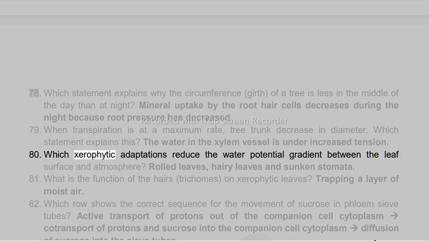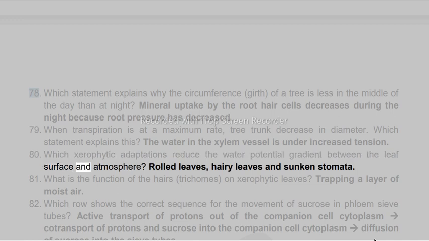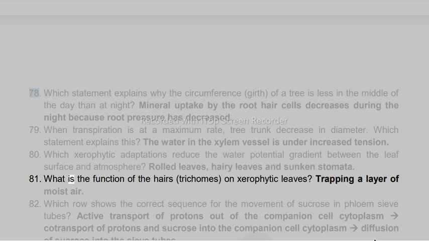80. Which xerophytic adaptations reduce the water potential gradient between the leaf surface and atmosphere? Rolled leaves, hairy leaves and sunken stomata. 81. What is the function of the hairs, trichomes, on xerophytic leaves? Trapping a layer of moist air.